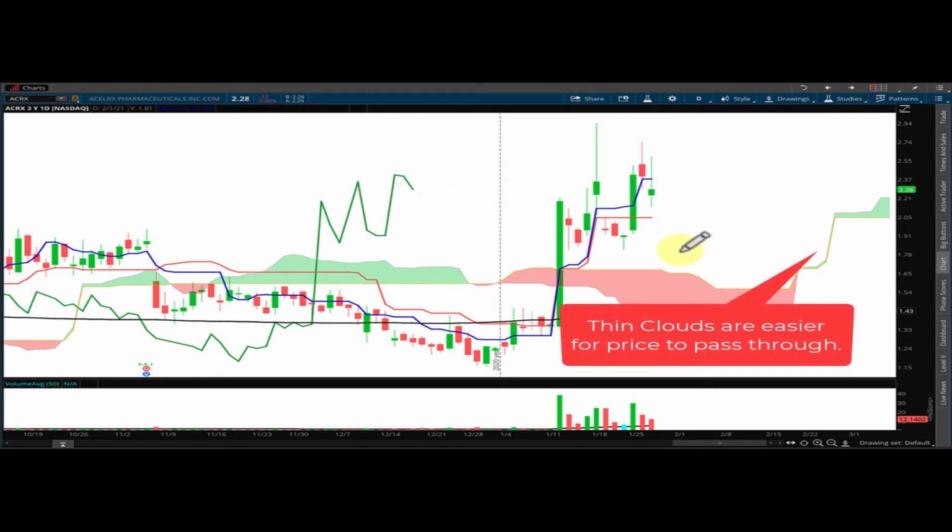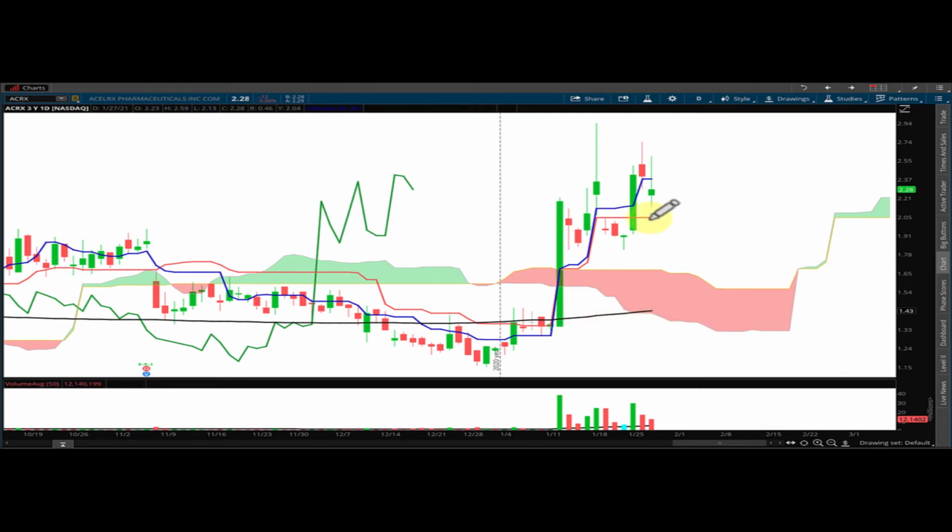Our lines of support, as provided by Ichimoku, start with our first line of support at the red line, and it's right here at $2.05. Our second line of support would be the top of the cloud at $1.68, and our third line of support would be down at the black curved line, which is our 200-period simple moving average at 1.43.